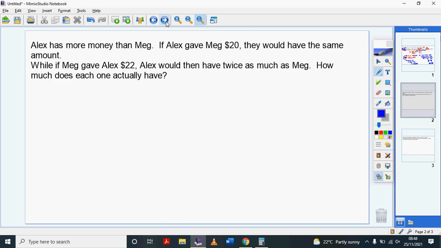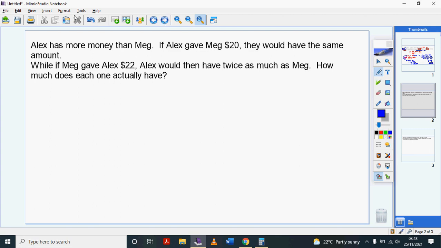Let's look at another one. Alex has more money than Meg. If Alex gave Meg $20, they would have the same amount of money, right? While if Meg gave Alex $22, then Alex would have twice as much as Meg. How much does each one actually have?